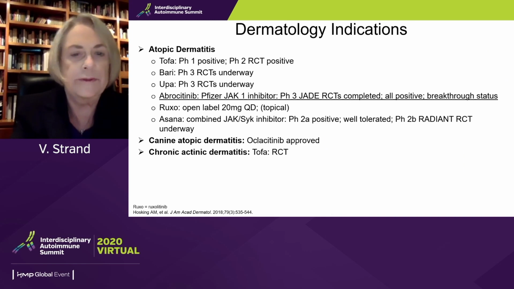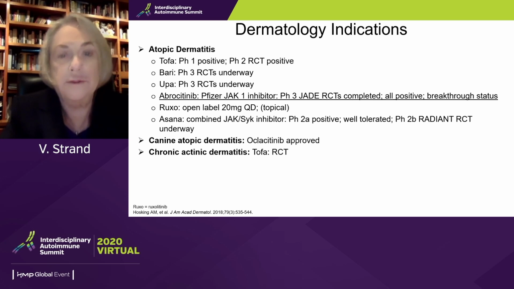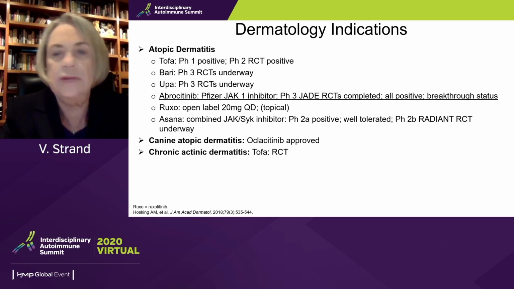So now we move on to the dermatology indication. And my understanding from my dermatology colleagues is that they like the JAK-STAT inhibitors, but they're somewhat wary about their safety profile. So we have atopic dermatitis, and interestingly, a newer Pfizer JAK1 inhibitor, abrocitinib, just finished all phase three trials. They're all positive, and it has breakthrough status at the FDA, so it may have a fairly rapid review when it is actually submitted.